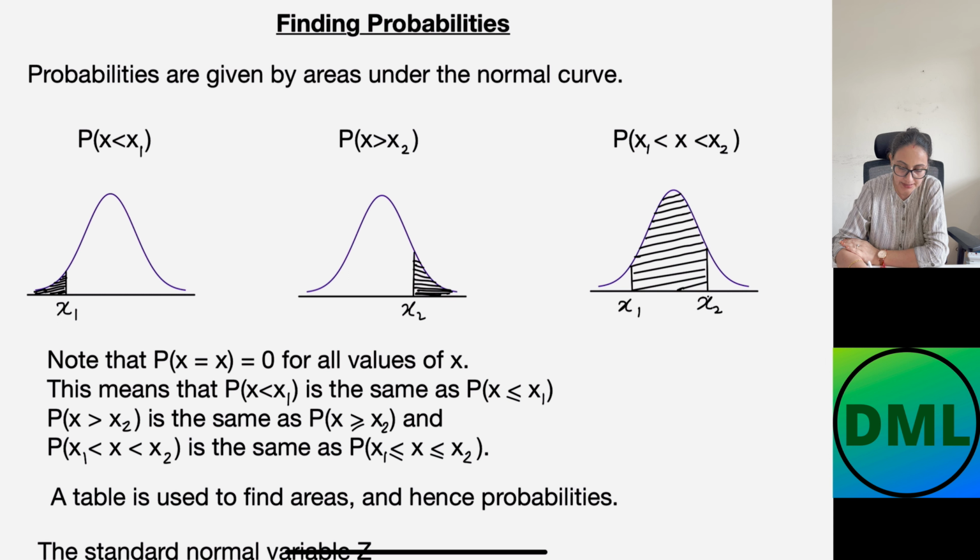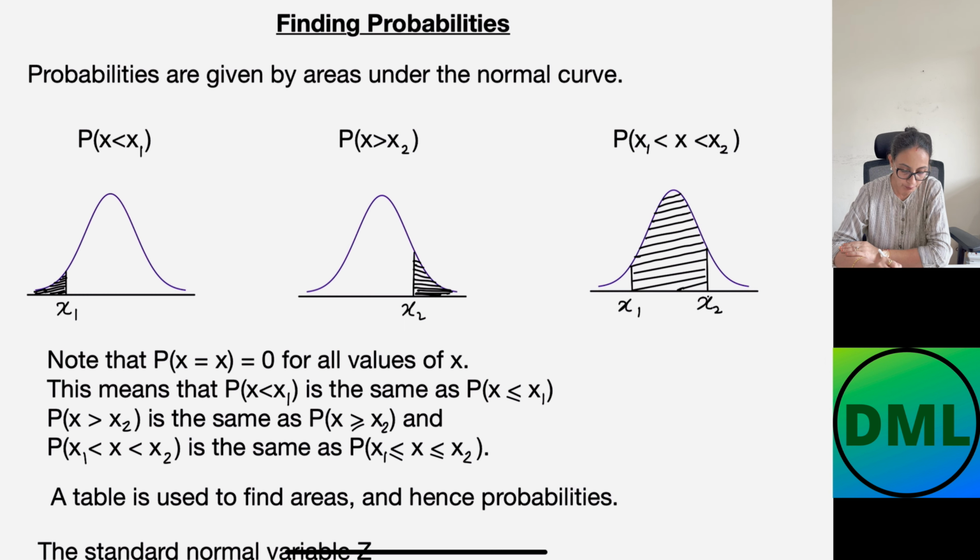Probability that x is greater than x1 and less than x2: x1 is here, x2 is here. We are talking about this area to be found. Note that the probability of x equal to a single value is 0 for all values of x. If we find the probability at the same value, our probability is 0.